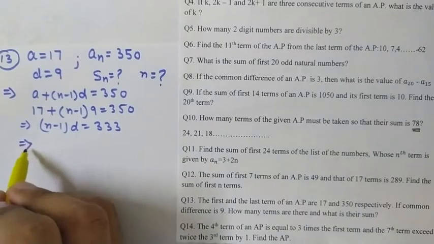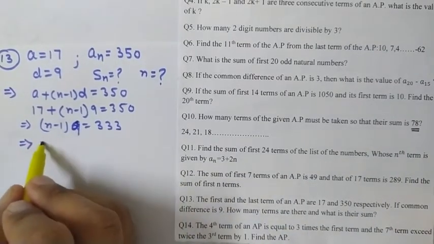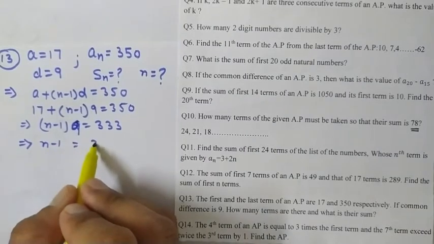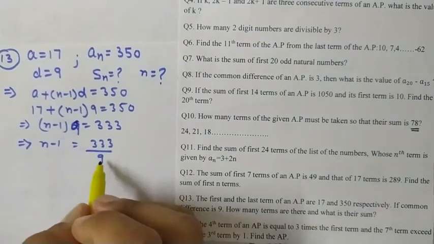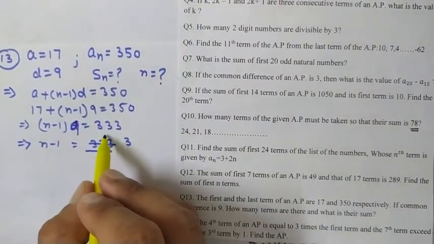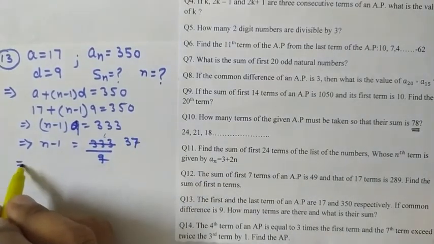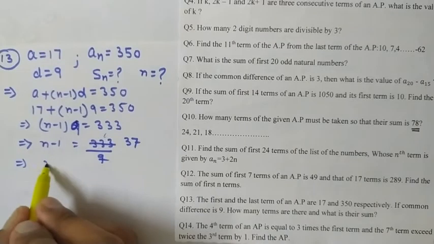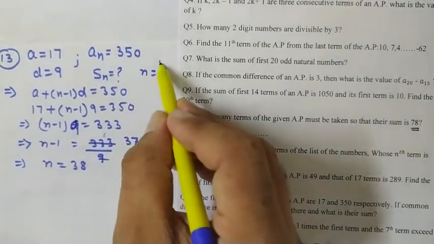Now d is 9, so this 9 will go down into the denominator, and it becomes 333 over 9. Let's divide it by 9. 9 ones are 9, 9 threes are 27, and 6 is left, so 9 sevens are 63. So now n minus 1 is 37, so n will be 37 plus 1, that is 38. It means there are 38 terms.